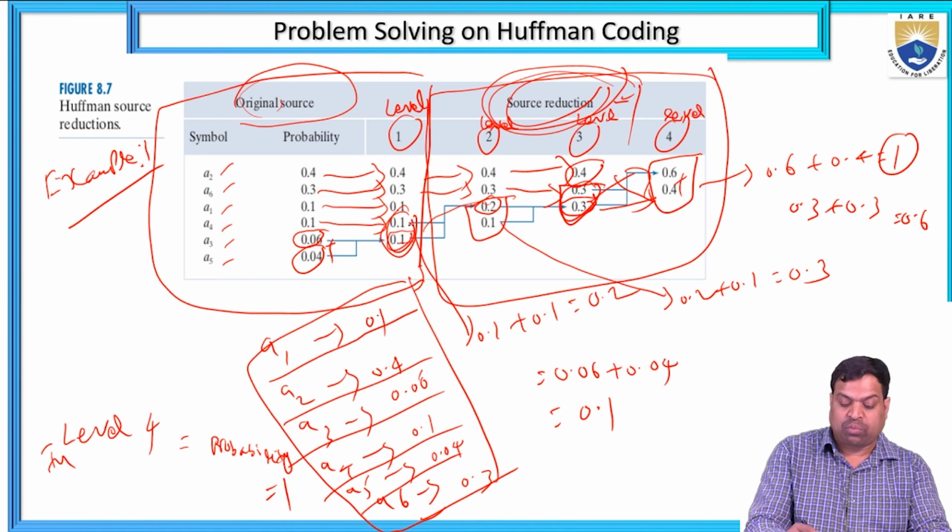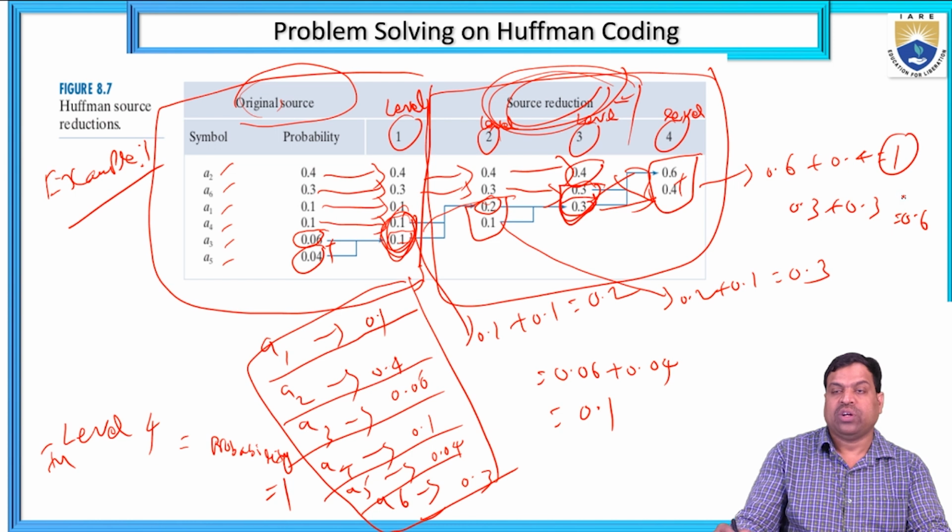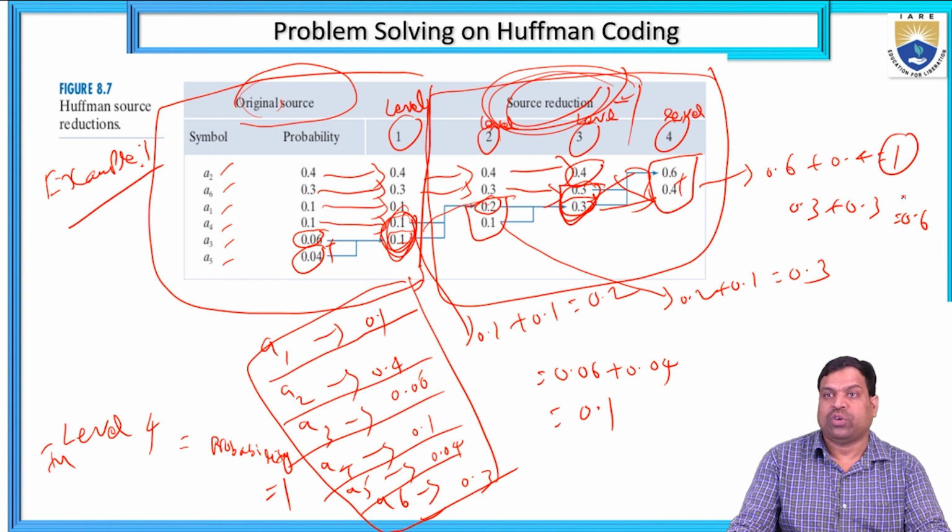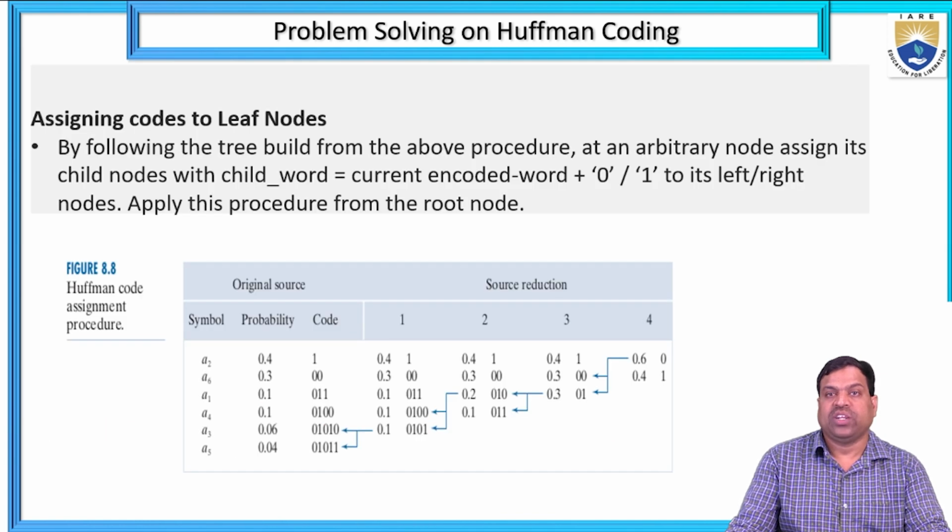In level 1, the bottom 2 are added. Level 2, the last bottom 2 values. Level 3, bottom 2 values. Level 4, bottom 2 values. So the total I got is only a probability of 1. So now assigning the codes to the leaves.